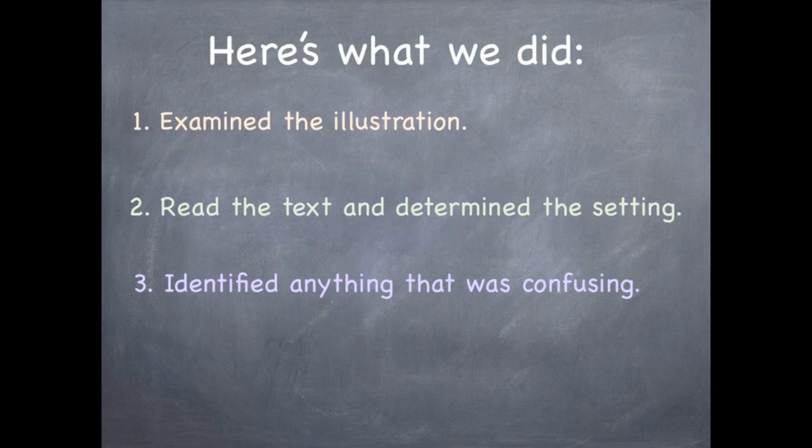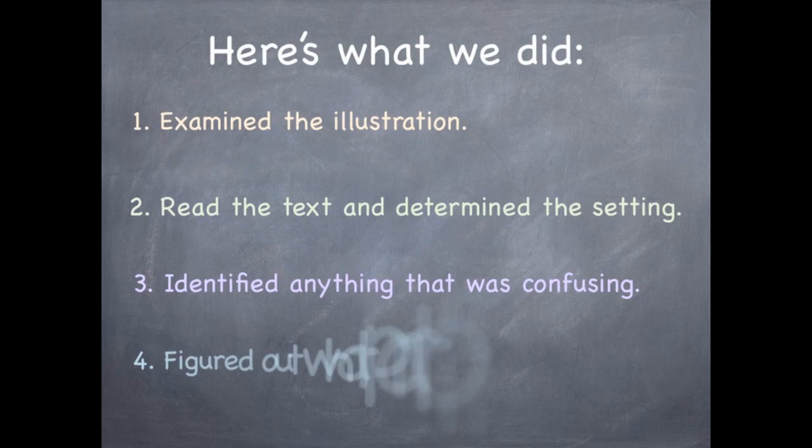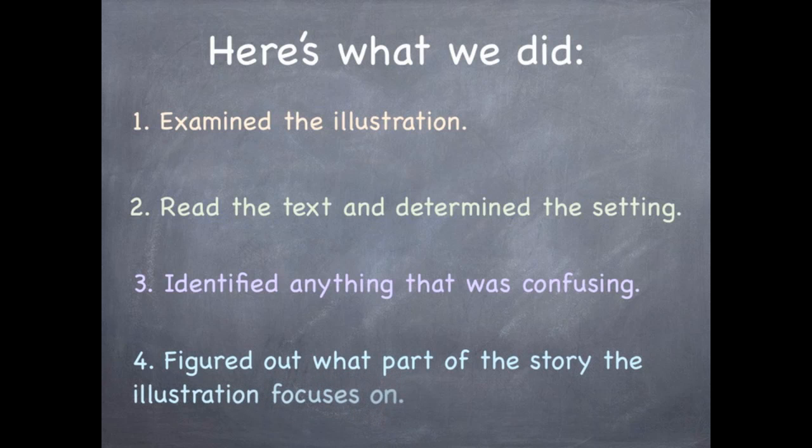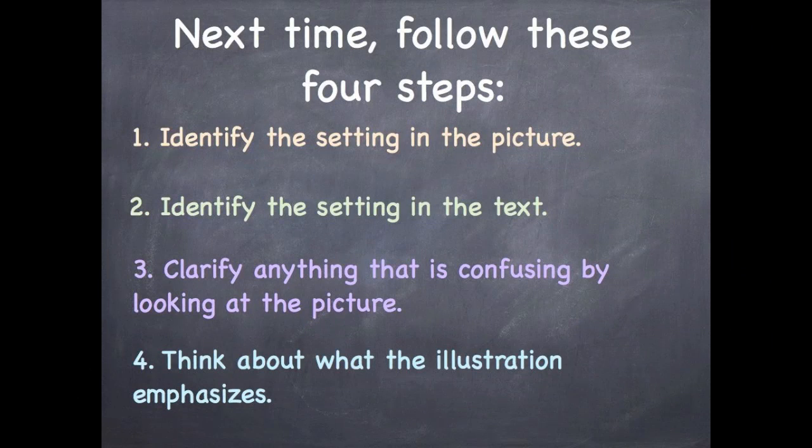Third, we identified anything that was confusing. We found the word sieve to be confusing, so we looked at the picture. And fourth, we figured out what part of the story or the poem the illustration focused on. A really silly setting. So next time you have to use this skill, follow these 4 steps. Identify the setting in the picture, identify the setting in the text, clarify anything that's confusing by looking at the pictures, and think about what the illustration emphasizes.